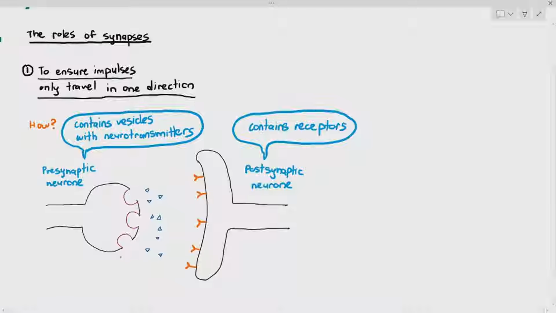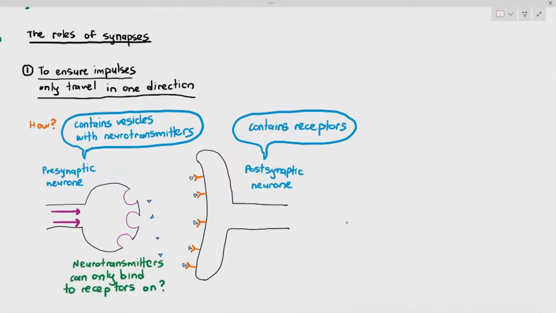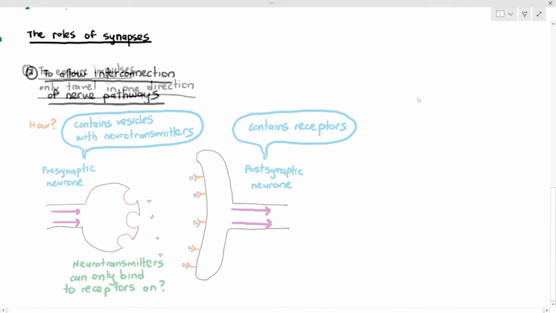So in this diagram here, it's always going to move from left to right, and they can only bind to the receptors. So they can move randomly, but where are the receptors located? The receptors are only located on the postsynaptic neuron. So they have no choice but to bind to the postsynaptic neuron and generate the impulse on the other side. So this ensures that the impulse will only travel in one direction. Simple enough. The other function of the synapses is to allow interconnection of nerve pathways.